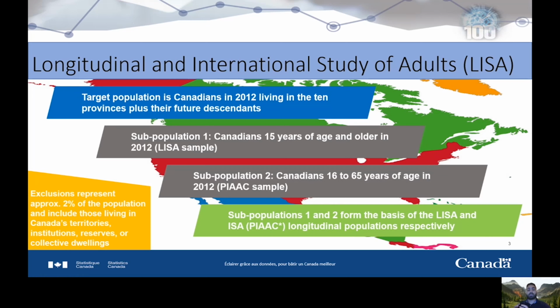So LISA is a longitudinal study that examines changes in Canadian society over time. The target population is Canadians of all ages in 2012 living in the 10 provinces, plus their future descendants. In wave 1, we had 2 subpopulations. The first, considered the LISA sample, was Canadians 15 years of age and older in 2012 living in the 10 provinces. The second subpopulation, considered the PIAAC sample, was Canadians 16 to 64 years of age in 2012 living in the 10 provinces. Combined, these two subpopulations form the basis of the LISA and PIAAC longitudinal sample, respectively.